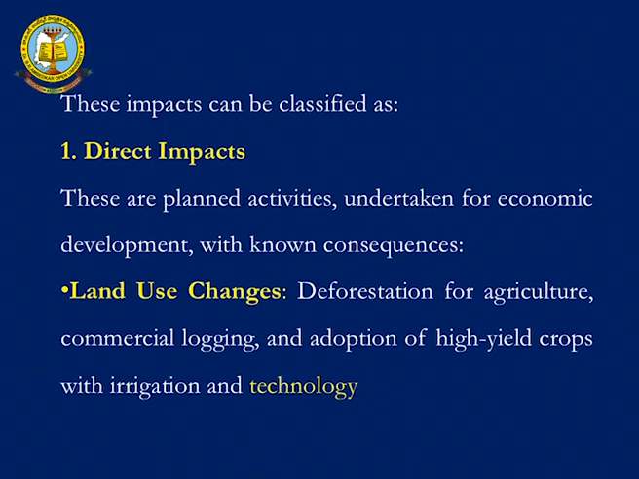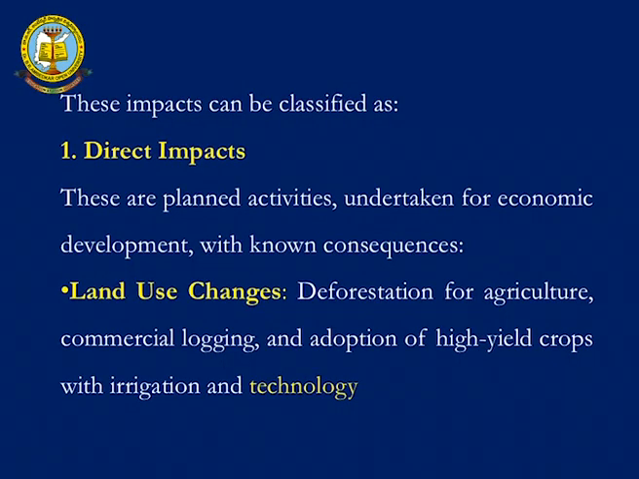Then what are those direct impacts? Like land use changes. As I said, when the population is increasing, to accommodate the increased population we have to convert agricultural land and forest land, isn't it? That means there is a change in land use: deforestation, agriculture, commercial logging, everything will change, which comes under the direct impact.